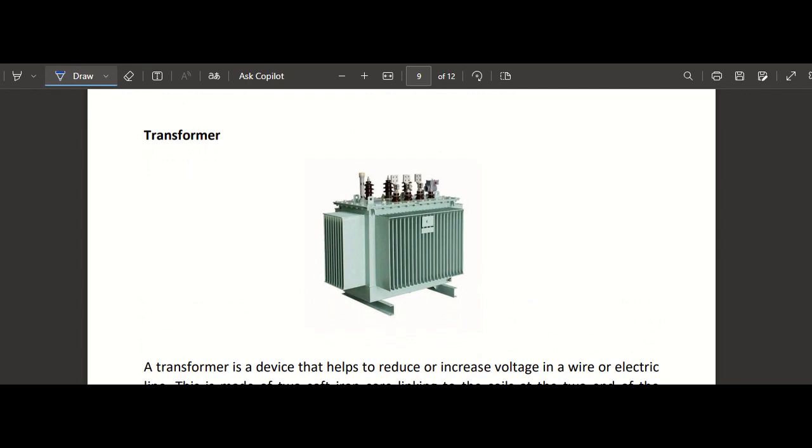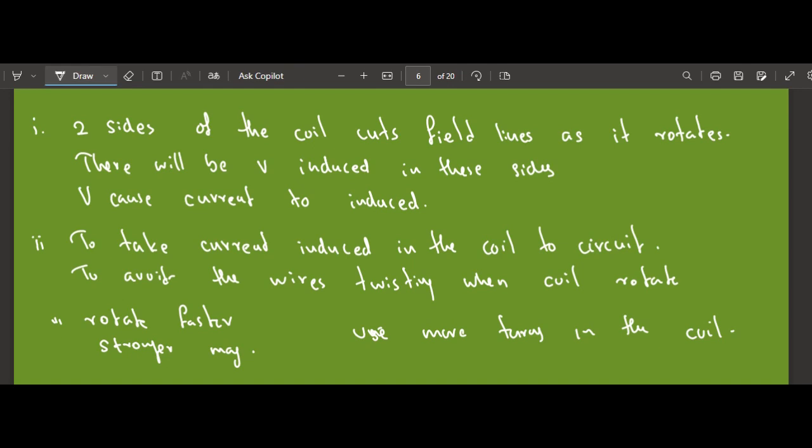Okay, I'll explain this with the board. Now the transformers are usually used to increase or decrease the voltage. There are different designs to achieve one of these purposes.